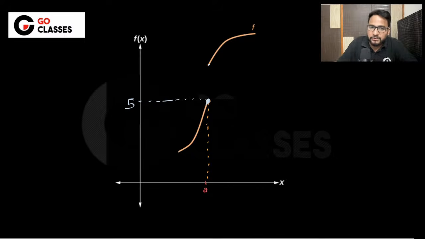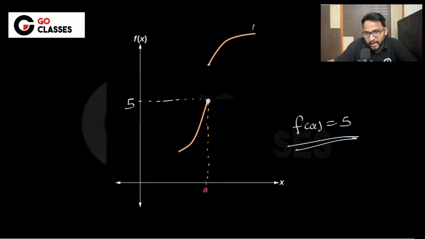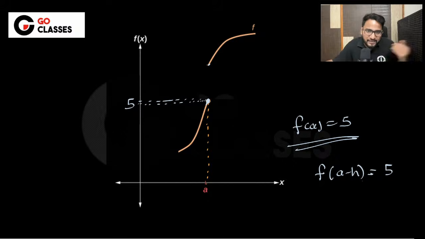Okay, so suppose that f of a is 5. Is this clear to everyone that f of a is 5? And now let's see what is f of a minus h, just less than this a. It is also 5, right? Just immediately left to a is also 5.